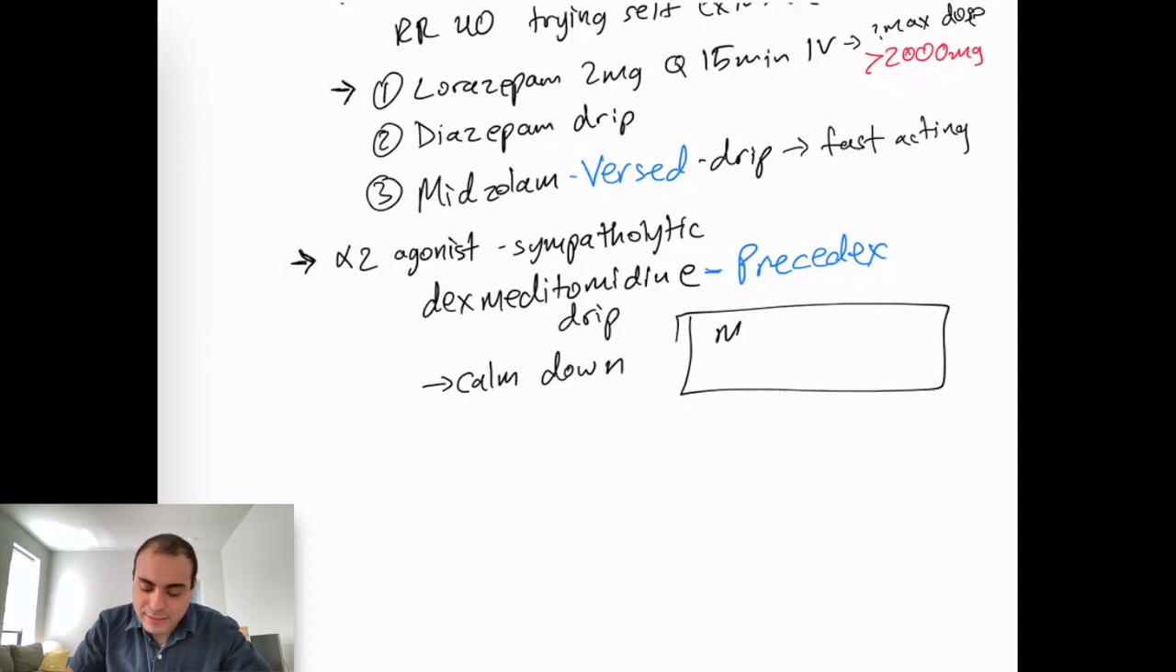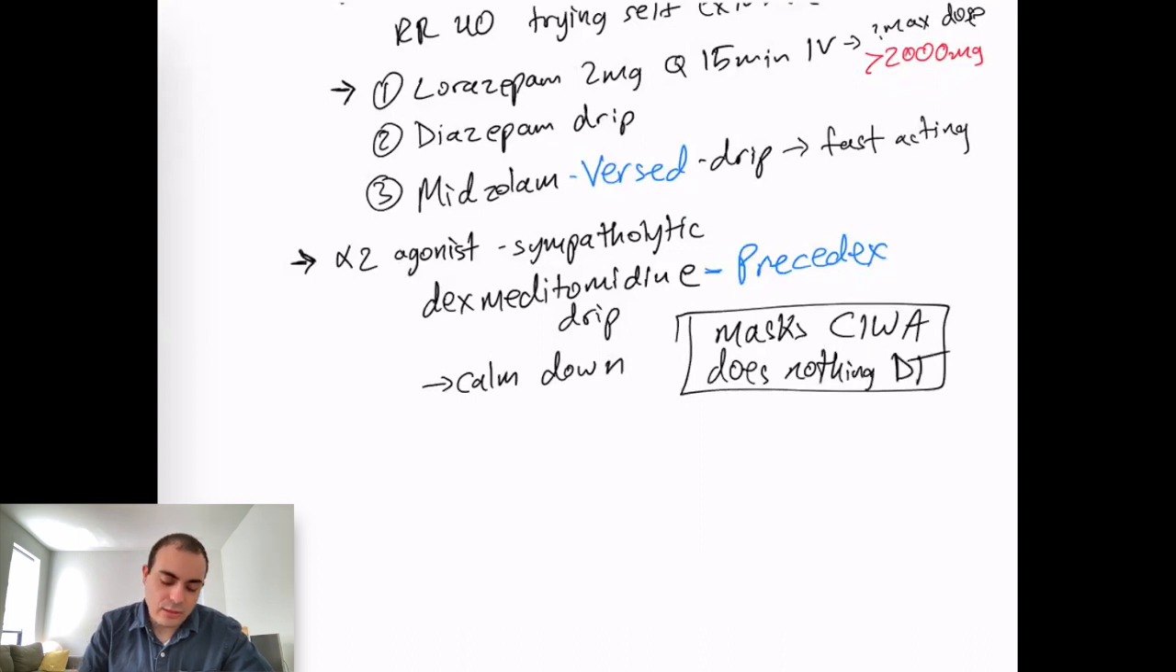Okay. So if you put anybody on Precedex, they will calm down. So it masks the symptoms of withdrawal, but does nothing for DTs. Okay. So this is very important that if you start somebody on this, especially in the ICU, I've seen this mistake happen where people get admitted to the ICU and the patient's on Precedex all night long and they're fine, they're calm, but they're not getting treated for the alcohol withdrawal, okay?